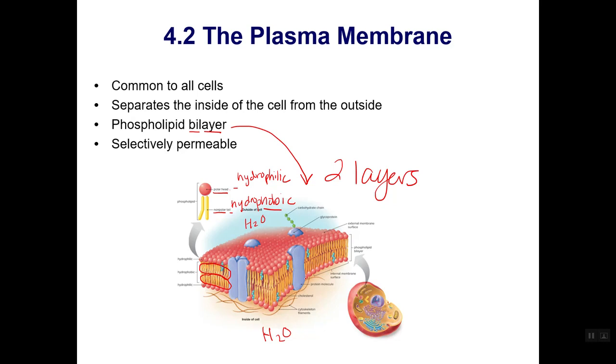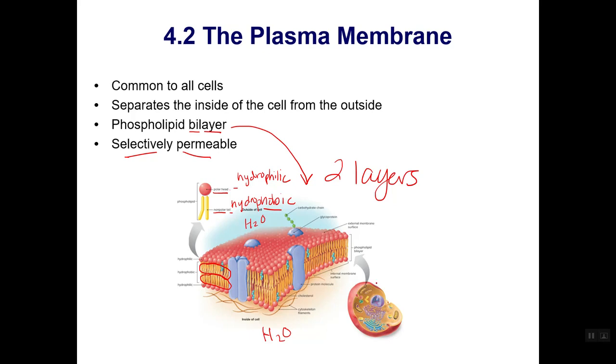All right. Now, something else you should know about the plasma membrane is it is selectively permeable. What does that mean? Selectively means that it's picky, and permeable means that something can be moved in or out of. So our plasma membrane is picky about what it allows to pass through the plasma membrane.